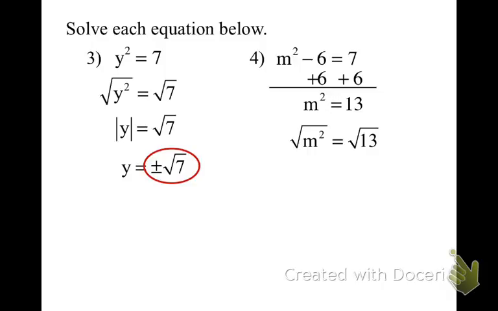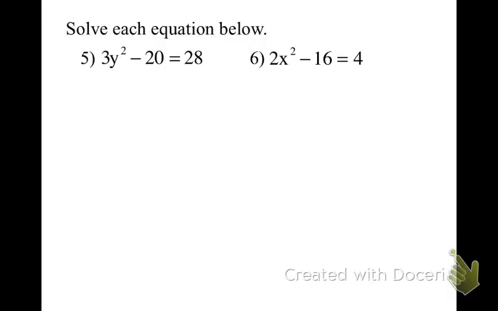Don't be rude, just root it. The absolute value of m is equal to the square root of 13. So m is equal to what, Rachel? M is equal to plus or negative the square root of 13. Good. Questions?